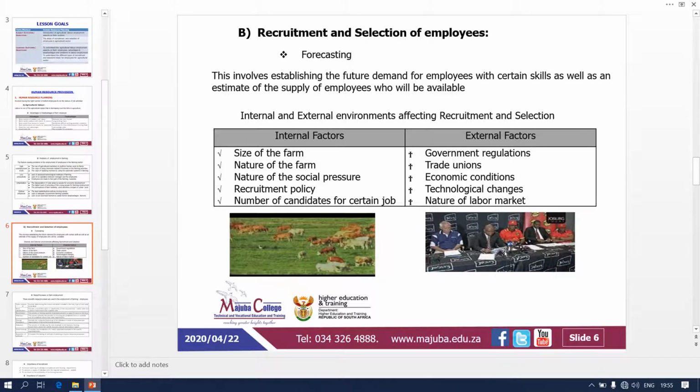If you can see, we can see the trade unions that are sitting there. Maybe that is the minister. Government regulations, trade unions, economic conditions you might find on the farm. That particular year, it's drought. Technological changes, you need to improve in terms of technology. The nature of the labor market: when you go to the market, you look for employees with skill, but you don't get them. So these are the external factors that you need to look at. Okay, let's move on.